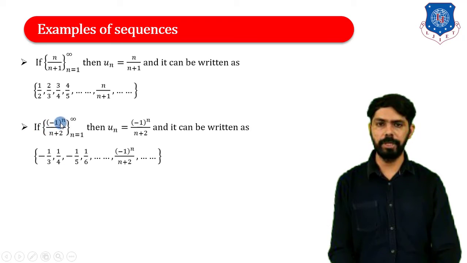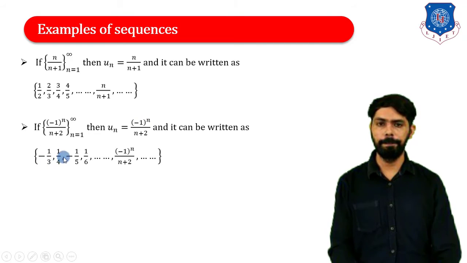Now if (minus 1) raised to n divided by n plus 2, where n varies from 1 to infinity, then un is equal to (minus 1) raised to n divided by n plus 2. To find the first term, we put n equal to 1 in un, so it will be (minus 1) raised to 1 divided by 1 plus 2. (Minus 1) raised to 1 is minus 1, divided by 3. So the first term of the sequence will be minus 1 divided by 3.